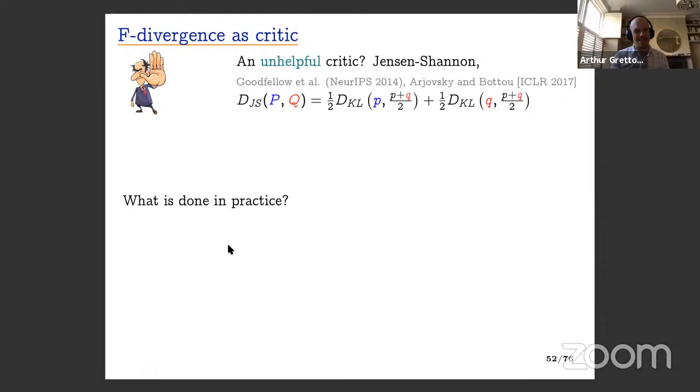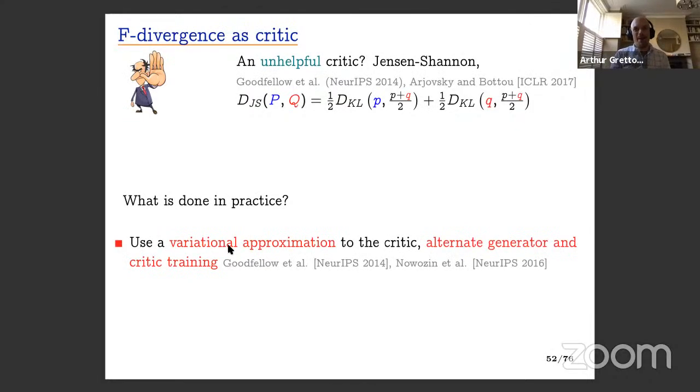Okay, and so superficially, it seems that Jensen-Shannon is not going to be a good critic for GANs, and yet Jensen-Shannon is one of the most popular critics that is used. So evidently, something's going on. What's going on is that you're not actually computing Jensen-Shannon, you're computing a variational approximation to the Jensen-Shannon, which is a little bit more helpful.